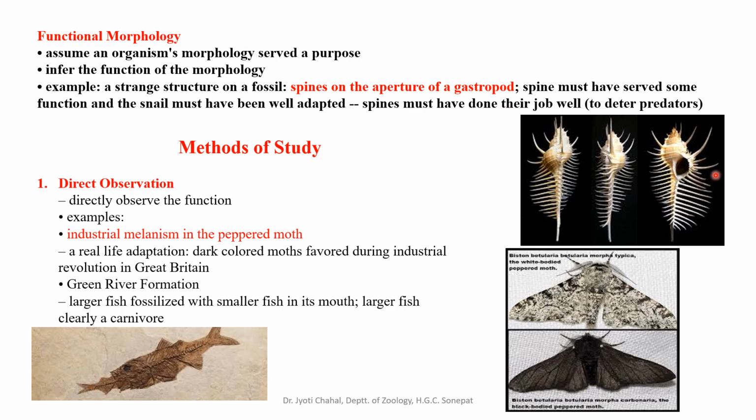Like you can see here in this picture, there are spines, but these are not on the aperture of the gastropod. This is the aperture, from where the organism which inhabits this shell can enter or leave the shell. So this aperture in a fossil was lined by spines like these. Those spines must serve some specific function, and the snail must have been well developed.